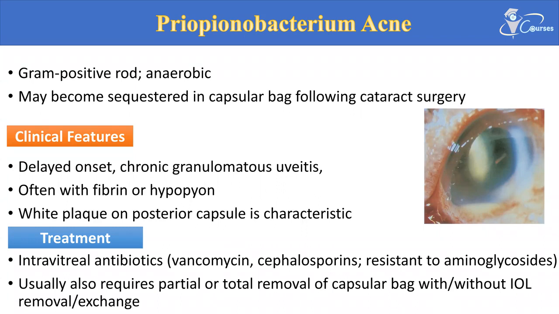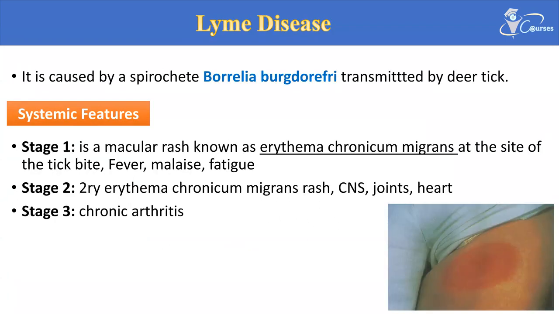Another infectious cause of posterior uveitis and panuveitis is Lyme disease. Lyme disease is caused by a spirochete called Borrelia burgdorferi that is transmitted by the deer tick. So this is the insect that will carry the organism, the spirochete Borrelia burgdorferi, and when the deer tick bites the patient, this will result in characteristic features of Lyme disease, which pass through 3 stages.